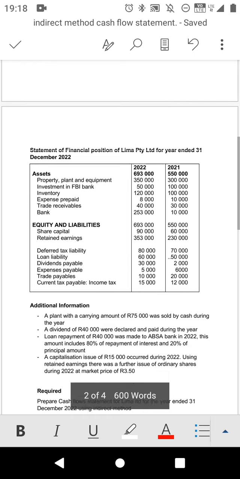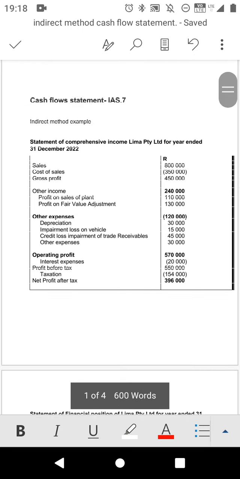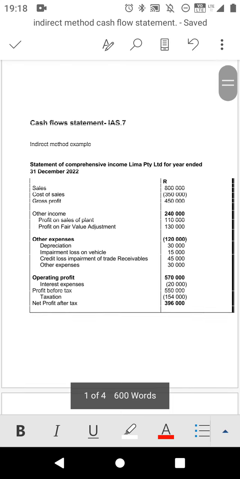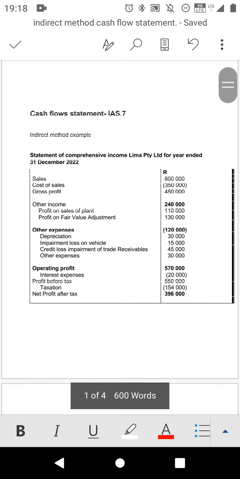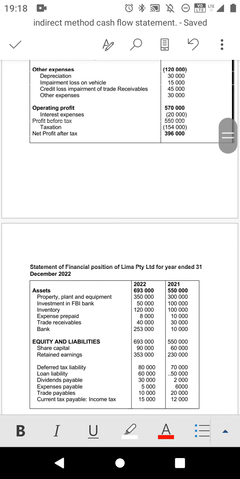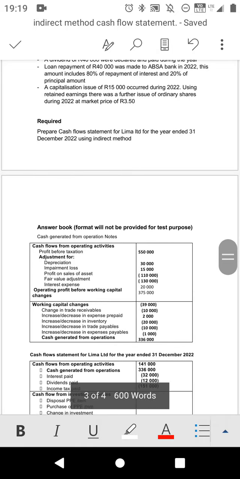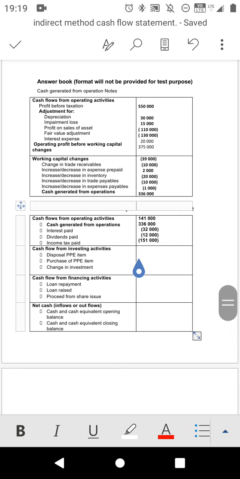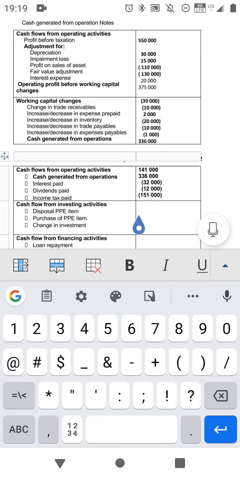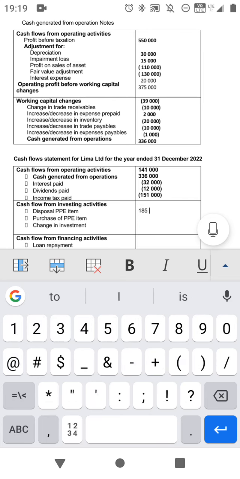Then we will say 75,000. Then we check, we have profit on sales of plant on our income statement of 110. This simply means that we are going to say 75,000 plus 110, which means that the actual amount that we sold this plant for was 185,000. All right, let's proceed now.